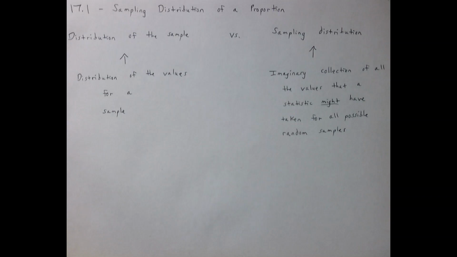Hello, in this video we'll discuss section 17.1, the sampling distribution of a proportion. We're going to be working with a categorical variable, and as you recall, categorical variables record a group designation such as gender. A little bit later we'll work with quantitative variables, which measure a numerical characteristic such as height.